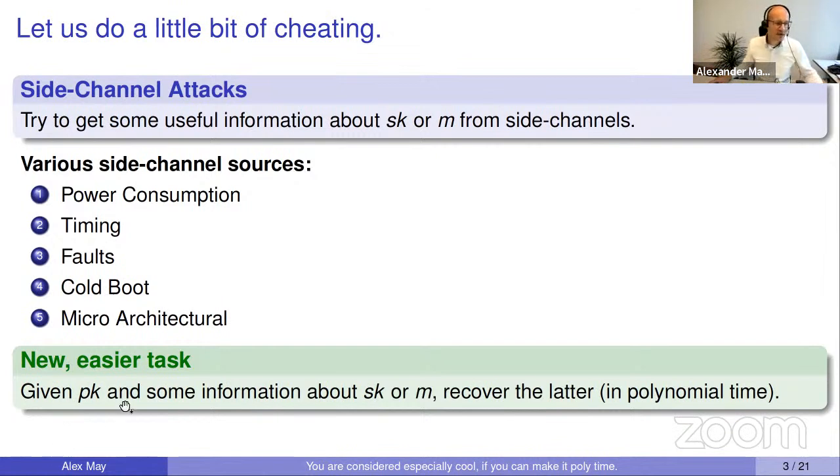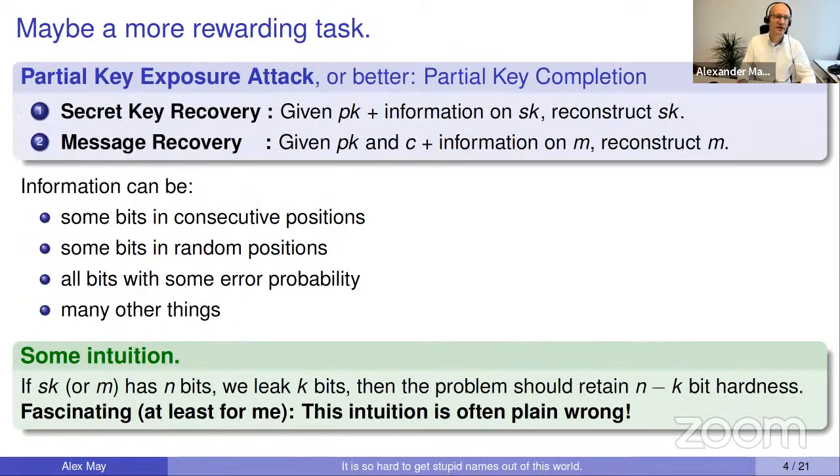Now we are with an easier task, maybe. We are given the public key and some information about our secret key or our message M, and we have to recover either the secret key or the message M. Usually you are considered especially cool if you do it in polynomial time. So the question is, how much information do we have to get until we can do it in polynomial time? Okay, and this brings me right to partial key exposure attacks.